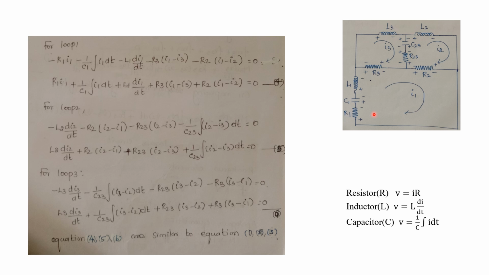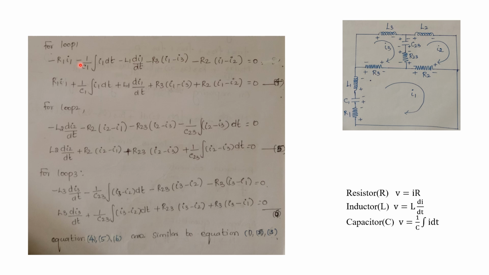Now we can start from here. Initially the first element is R1. Now we are applying Kirchhoff's voltage law. For each and every element, we have to write the equation for voltage. For this R1, the voltage is given in the formula: V is equal to I into R, that is I1 into R1. It is going from plus to minus, so here we have to put minus. Minus I1 into R1.